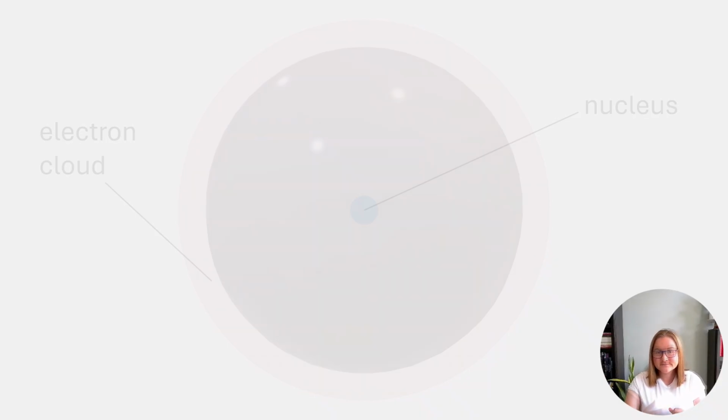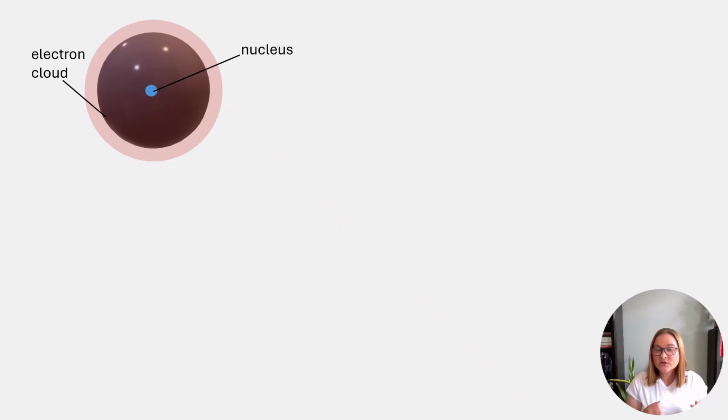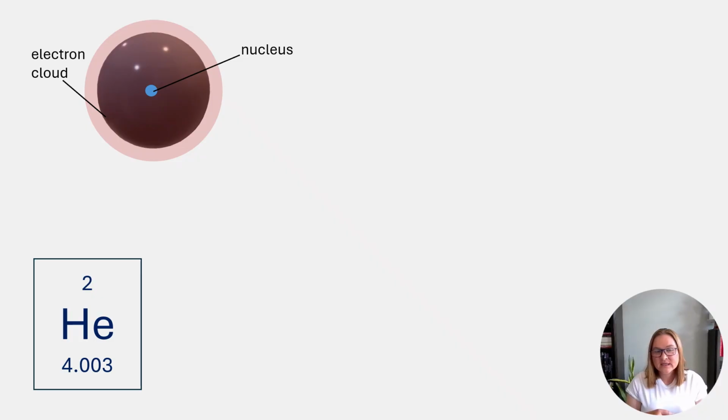Let's look at the nucleus and the electron cloud using an actual element. We're going to keep it relatively simple and look at helium. Here is helium's entry from the periodic table. You'll see the periodic table in the next section. For now, know that the whole number at the very top of this entry tells me how many protons are going to be in my atom. So helium has 2 protons in its nucleus.